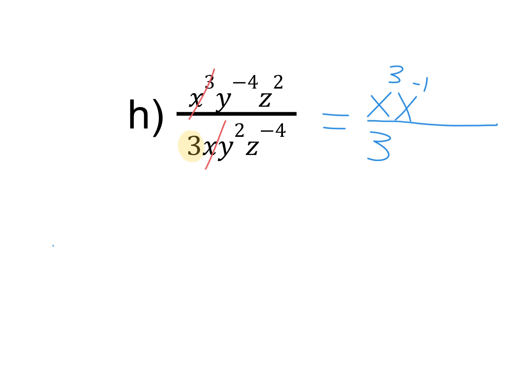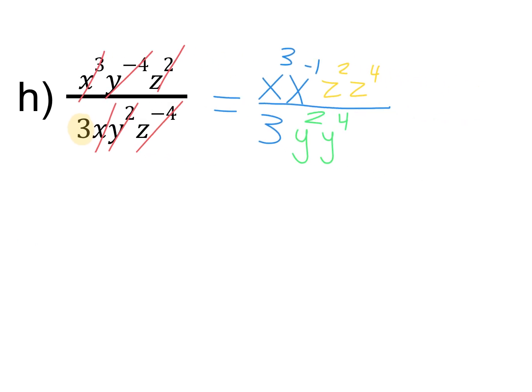I'll use different colors here. So y squared was in my denominator, and then after I move y to the negative 4 to the denominator, it becomes a positive 4. And then I have the z's left. So z squared, z to the negative 4, I will move this exponent to the numerator and make it positive. So we have z squared, and then z to the positive 4. And that's those. All right, so now we just need to do some simplification.